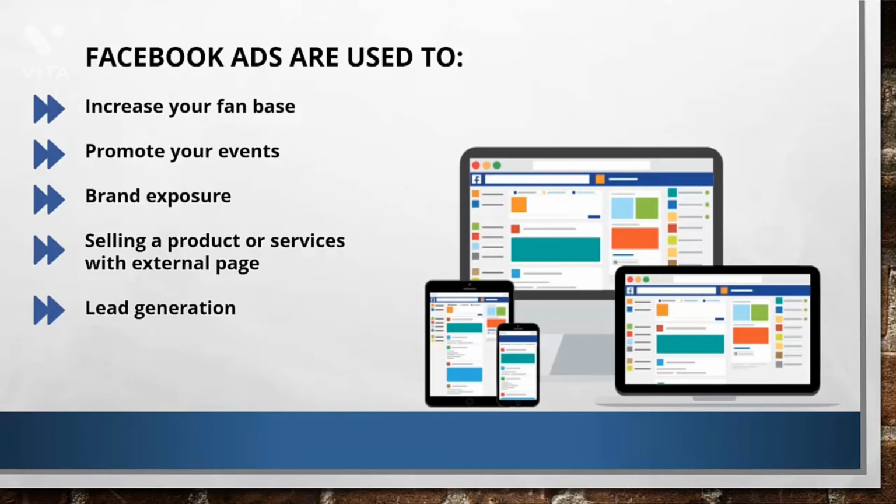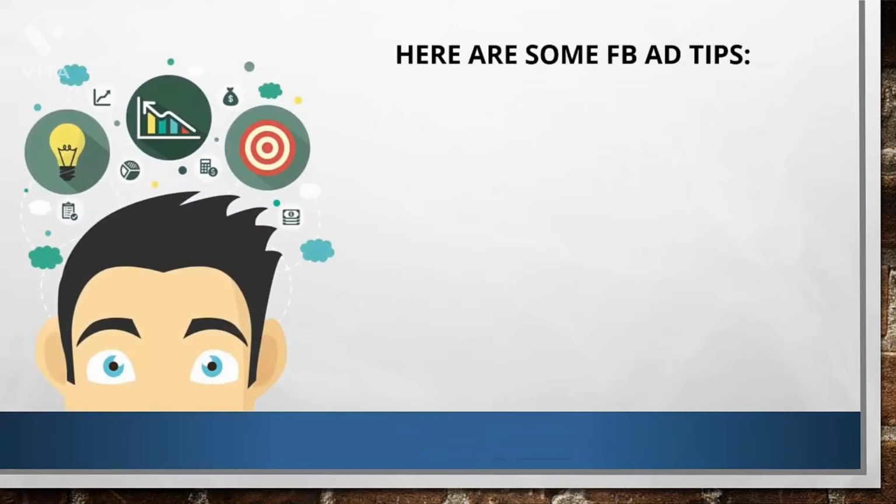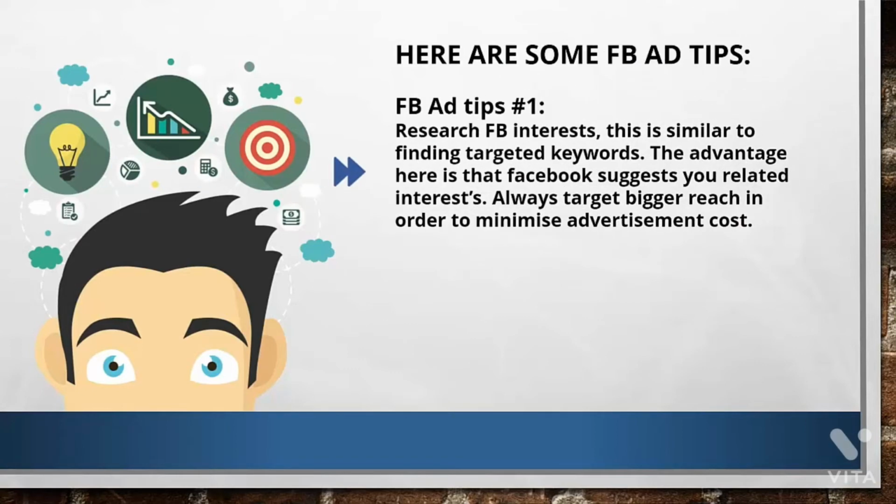Now, here are some Facebook advertisement tips. These are some generic tips which apply for any kind of Facebook advertisement. Tip number 1. Research Facebook interest. This is very important. Once you create an ad, Facebook helps you to research interest areas of your target market. This is similar to finding targeted keywords, but the advantage here is that Facebook suggests related interests.